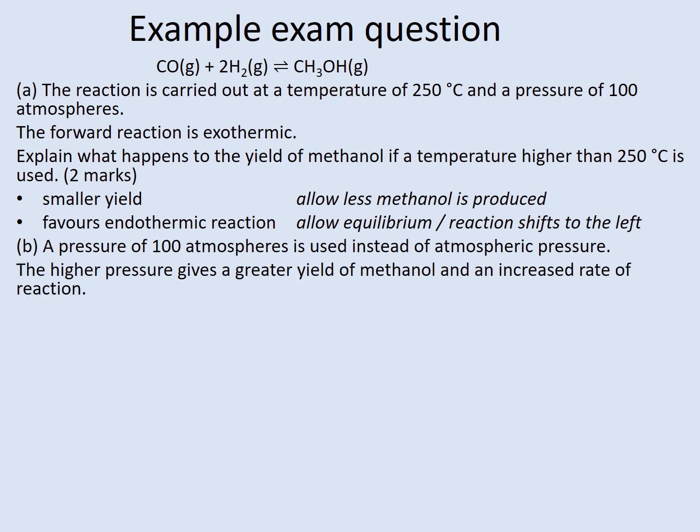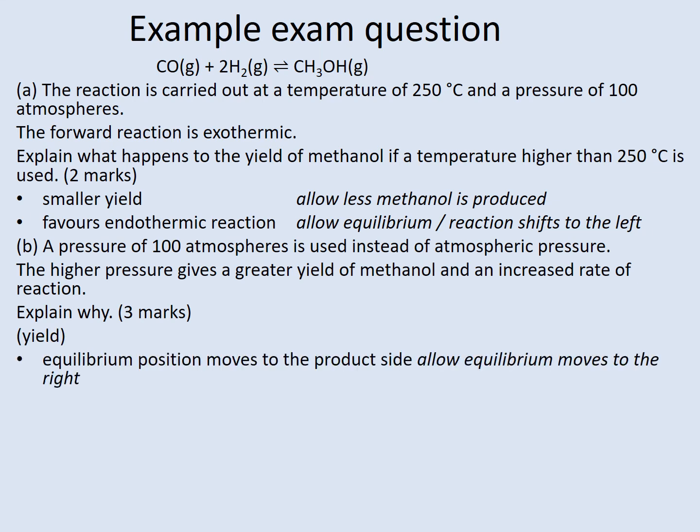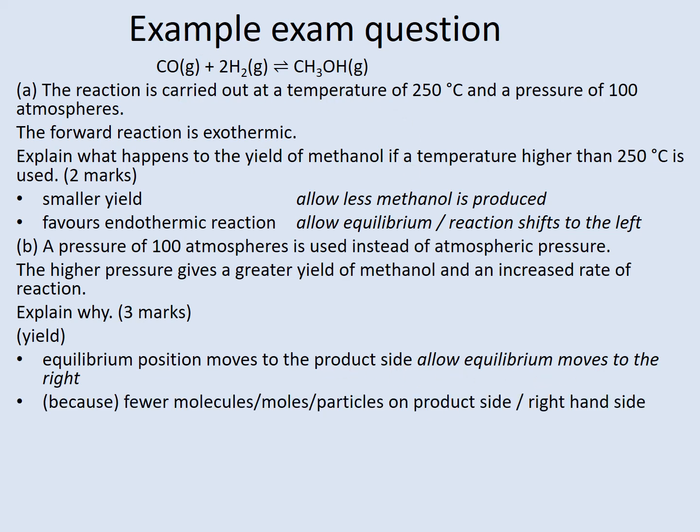Then we had this business about pressure and explaining that. Explain why, 3 marks. Okay, so what do they want? They wanted a statement about the yield. The equilibrium position moves to the product side. Yes, so allow equilibrium moves to the right. So the equilibrium moves to the right because there are fewer molecules or moles or particles on the product side or the right-hand side. That's fine. So fewer particles on the right-hand side.